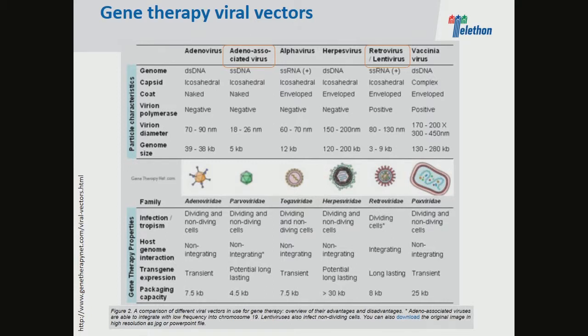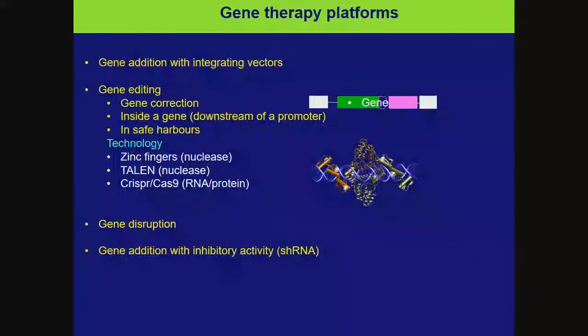So depending on the size of the gene that we want to manipulate, that we want to insert, depending on the tropism of the virus, so which cells we want to target, depending on the effect, whether you want to have a permanent effect or a transient effect, whether we need integration or non-integration. These are the tools that we have, which have become quite potent.